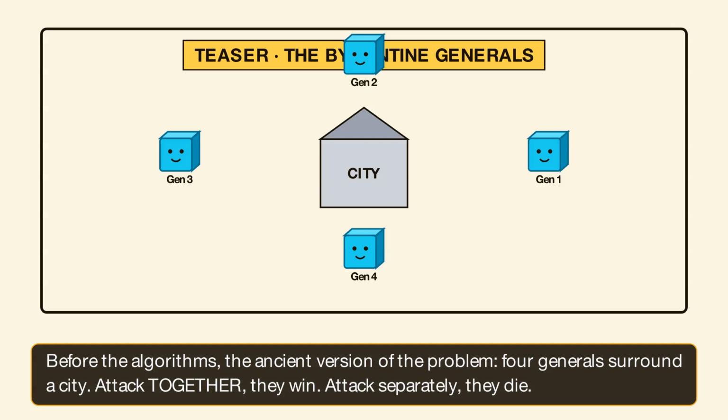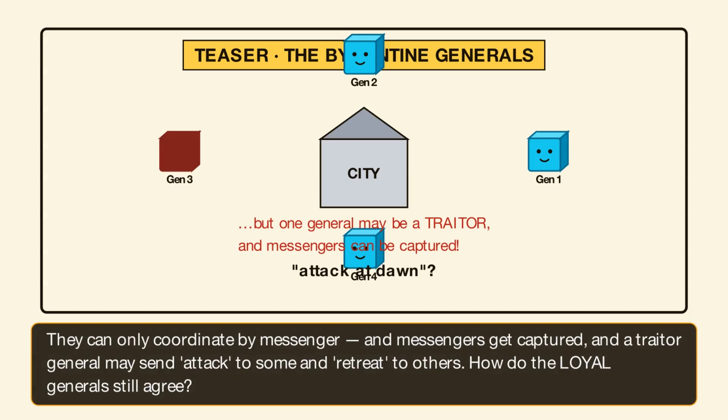Before the algorithms, the ancient version of the problem. 4 generals surround a city. Attack together, they win. Attack separately, they die. They can only coordinate by messenger, and messengers get captured, and a traitor general may send attack to some and retreat to others. How do the loyal generals still agree?